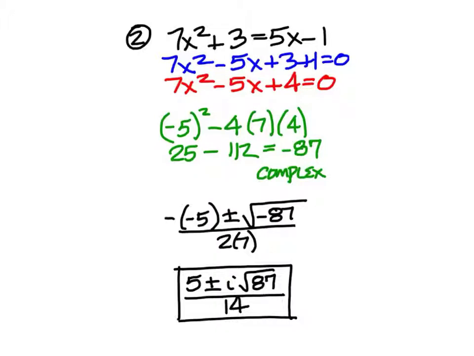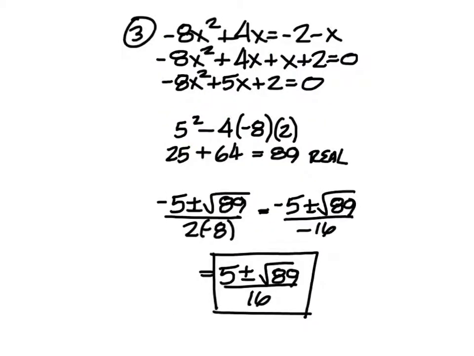Number 2, 5 plus or minus i square root of 87 over 14. 3 is 5 plus or minus the square root of 89 over 16. This is another one where there was a negative on the bottom. And notice this sign did not change from here to there.